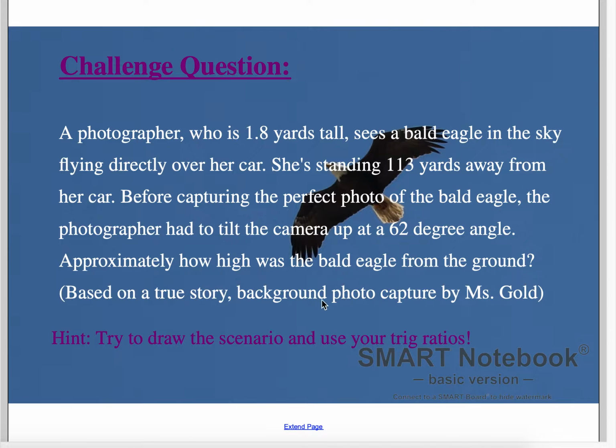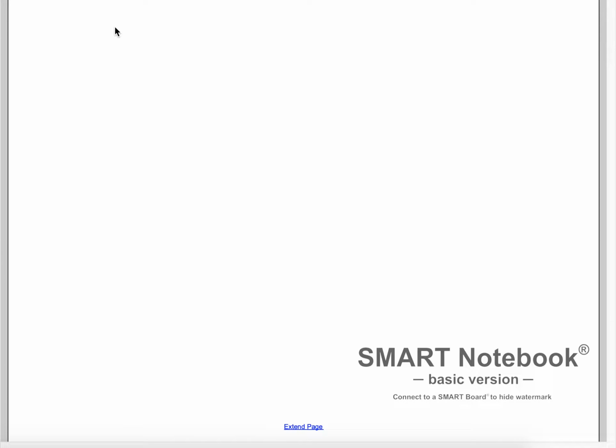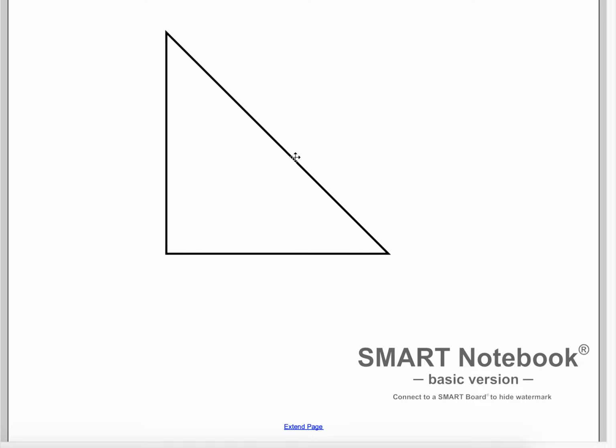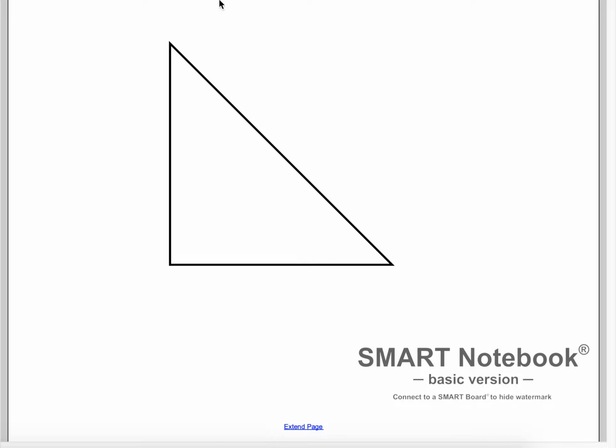Miss Gold took this picture that's in the background here. So we're going to use our trig ratios to do this. I'm going to make a right triangle, and you'll see why I'm making a right triangle in a second. Okay, this is sort of tough. Okay, there we go. So we've got our bald eagle up here, and this is going to be my eagle flying all the way at the top of this triangle.